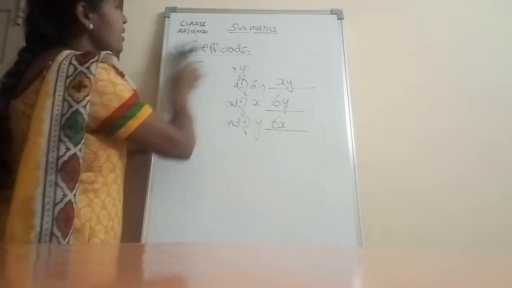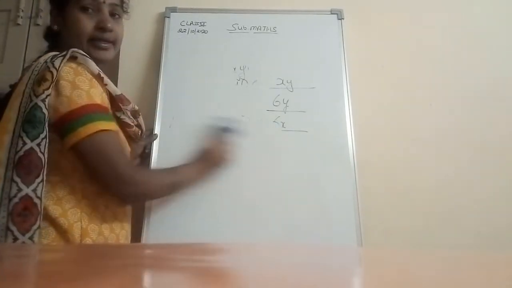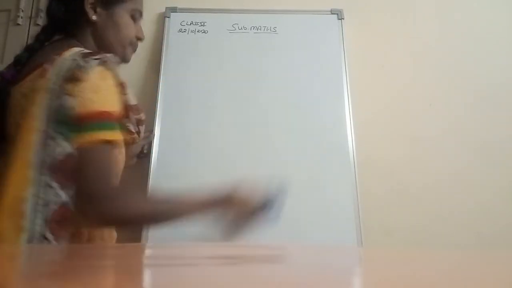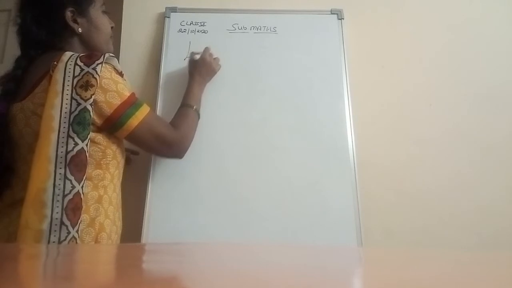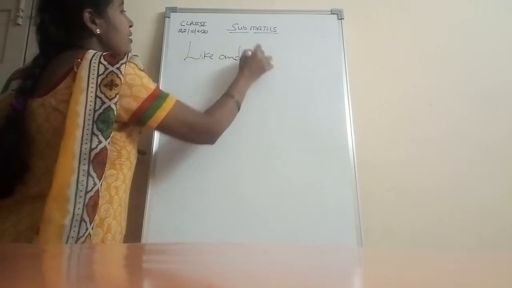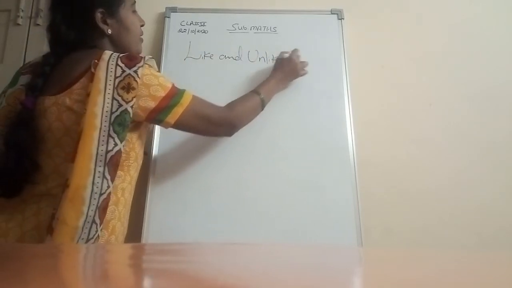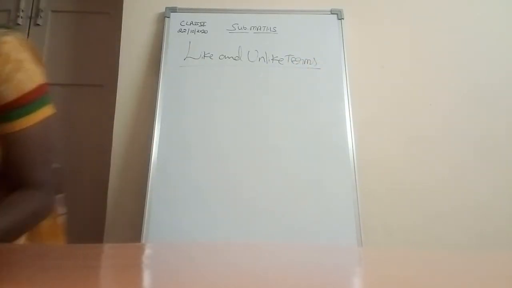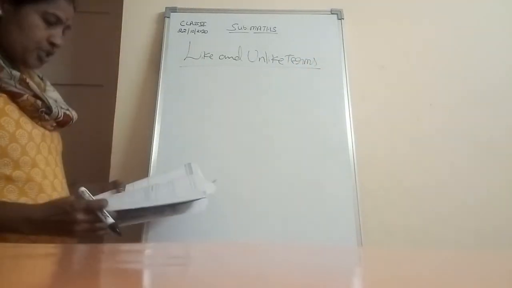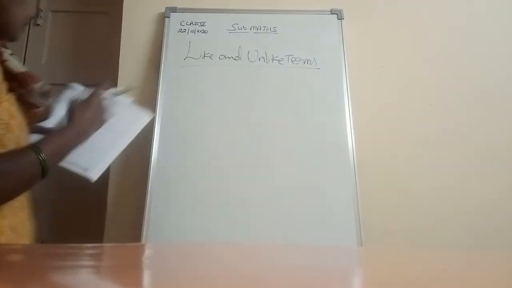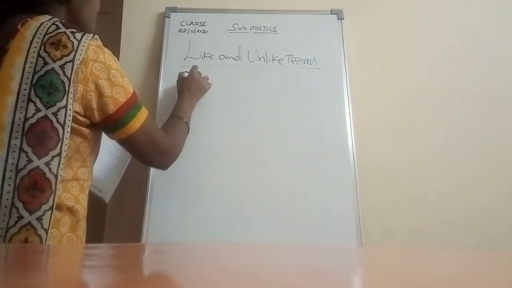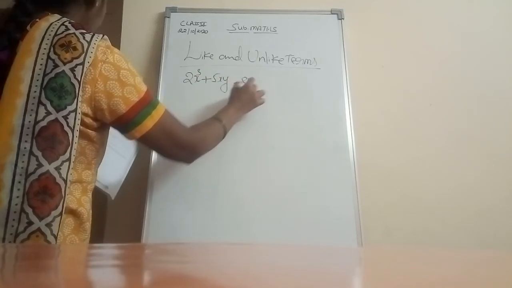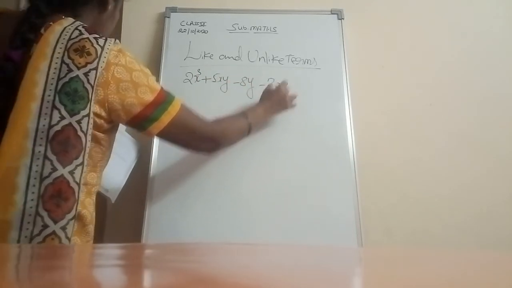Now the next topic, let me explain about like and unlike terms. That is also important, children. Like and unlike terms. For that, let me consider one example, children. In your textbook they have given it on page number 155. You can go through it, like and unlike terms. Here let me consider an example: 2x cube plus 5xy minus 8y minus 3xy.